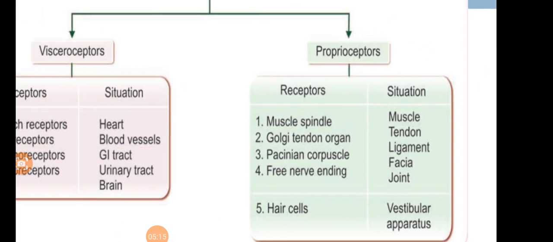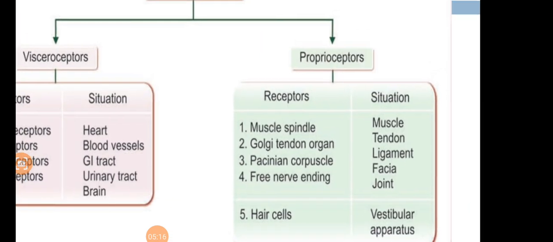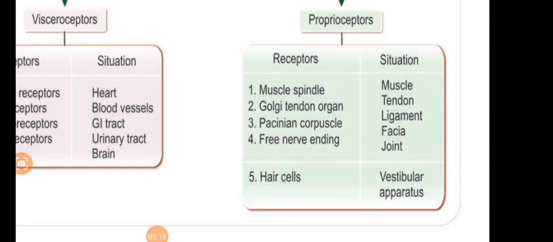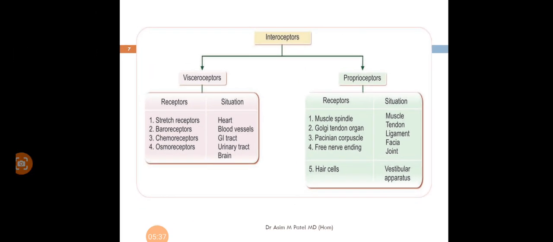Similarly, proprioceptors, which respond to change in the position of the body, are receptors like the muscle spindle, which is situated in muscle, and the Golgi tendon organ, which is situated in tendon and ligament. Pacinian corpuscles are situated in fascia. Free nerve endings are situated in joints. Hair cells are situated in the vestibular apparatus. So these are the examples of interoceptors.